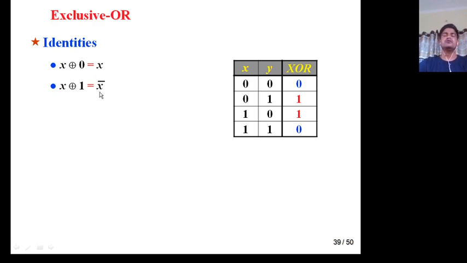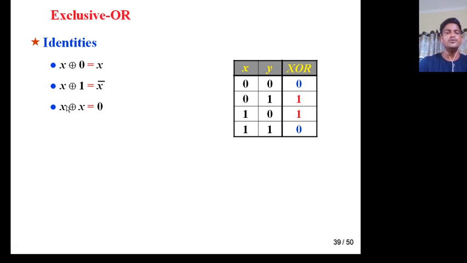Suppose one question comes: implement a NOT gate by using an XOR gate. For this you just make one input high, or connect one input to plus 5 volt or VCC, or pin number 14. You know pin number 14 is plus 5 volt and pin number 7 is ground. In this way it works as a NOT gate. If one input is 0, it works as a buffer. If one input is 1, it works as a NOT gate.